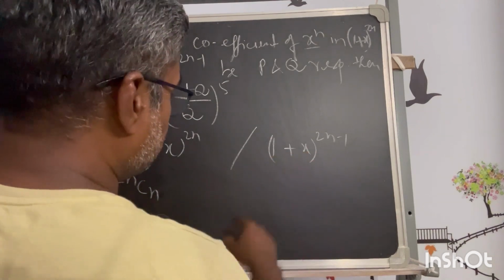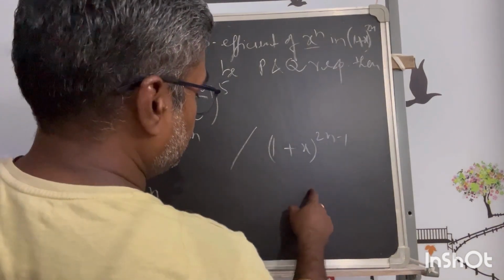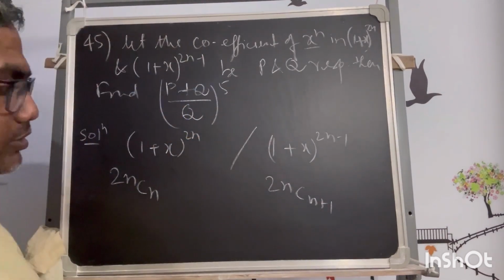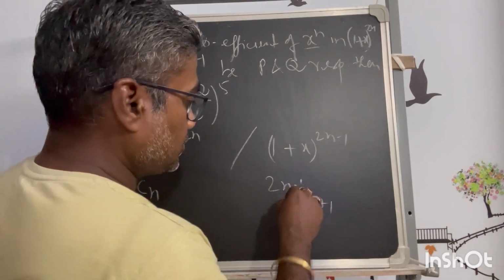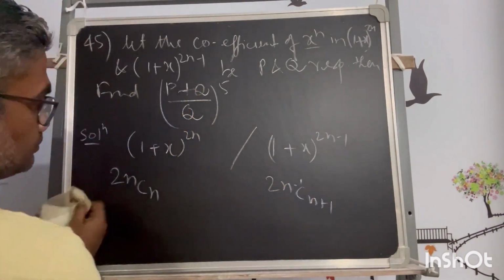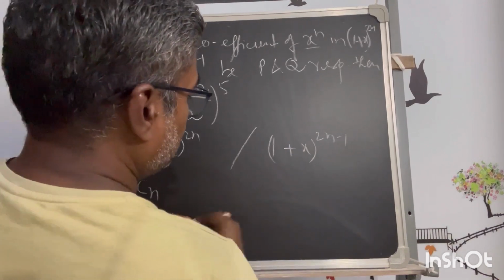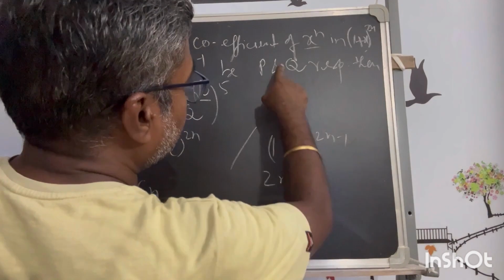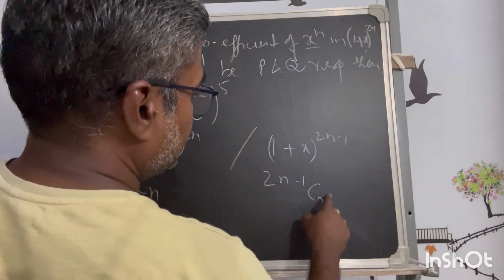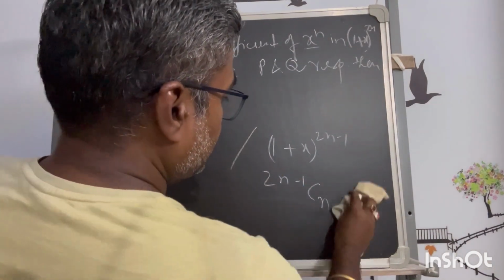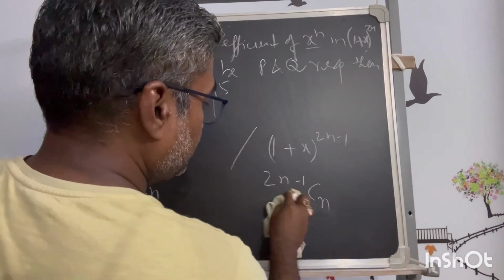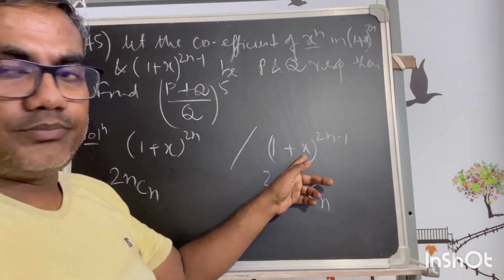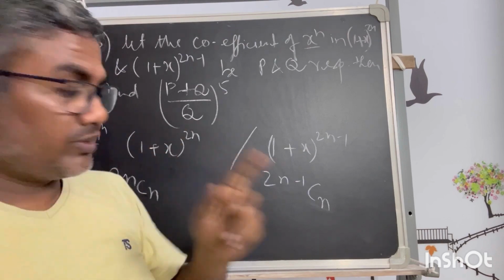And in this one, if I want to get x to the power n, my coefficient will be n plus 1, because the highest power will be 2n minus 1. Here also, if I want x to the power n, in that case also this will be 2nCn, because whatever is there will be the power of x there.